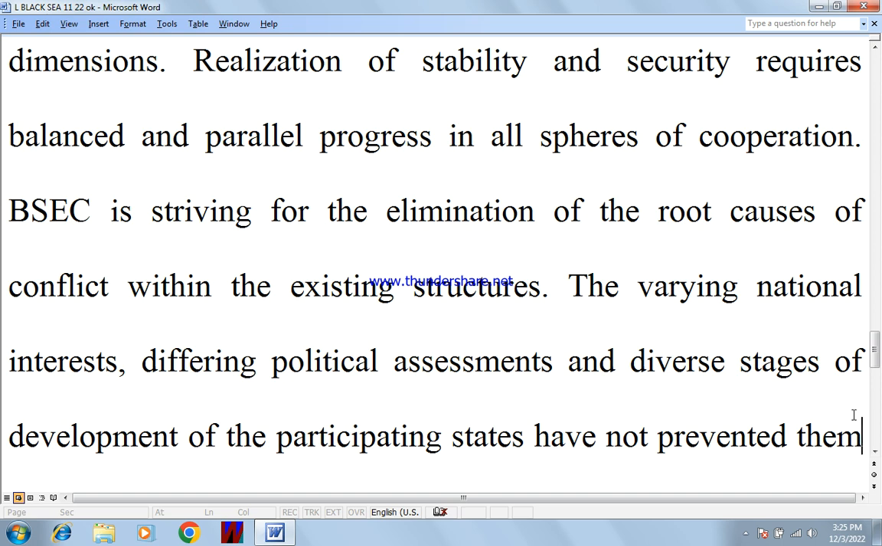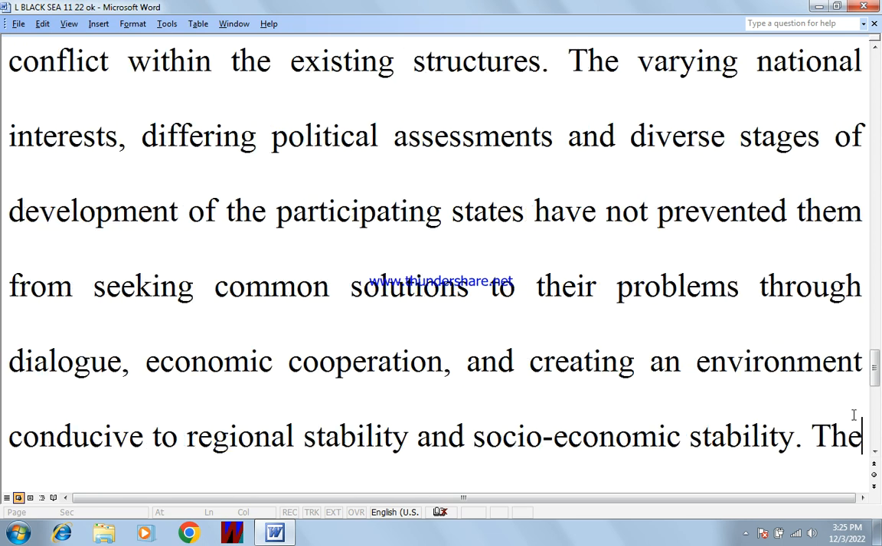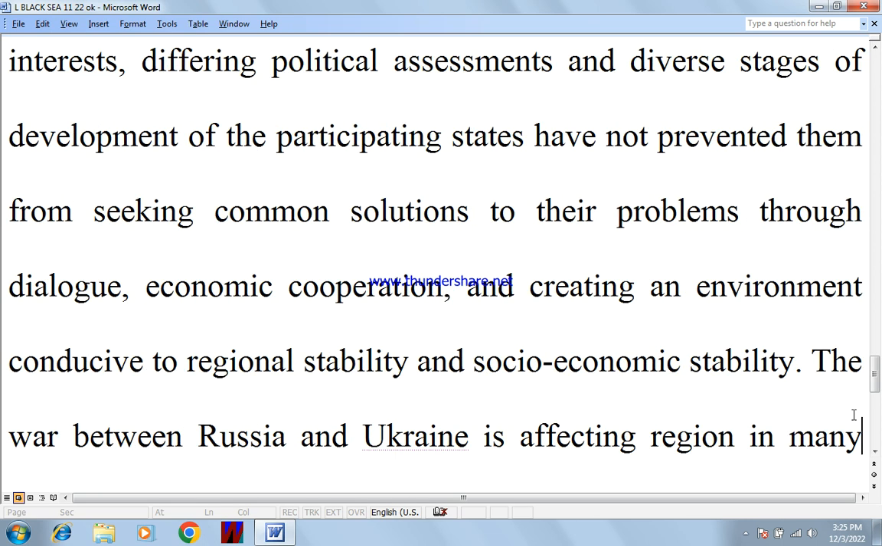The varying national interests, differing political assessment and diverse stages of development of participating states have not prevented them from seeking common solution to their problem through dialogue, economic cooperation, and creating an environment conducive to regional stability and socio-economic stability.